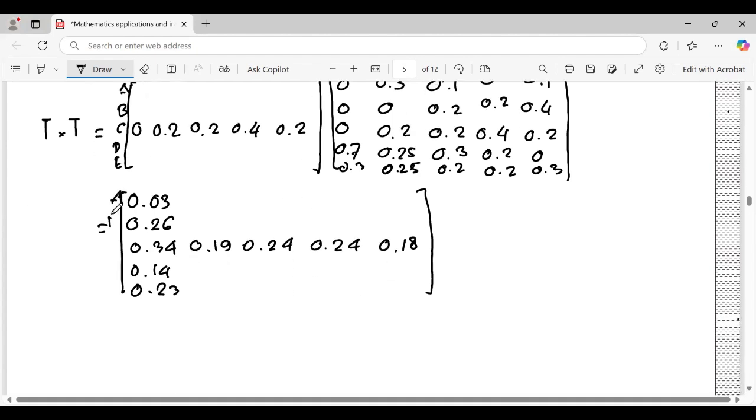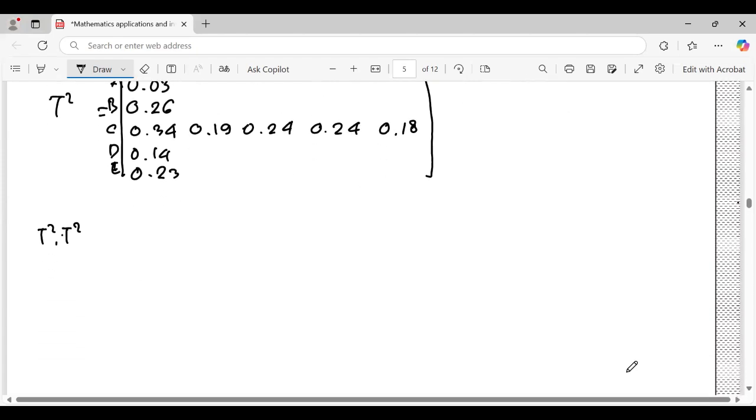This is A, B, C, D, E. And after that, this is T squared. And the next step is T squared multiplied by T squared. It is T power 4. Okay, and then I will concern row C.